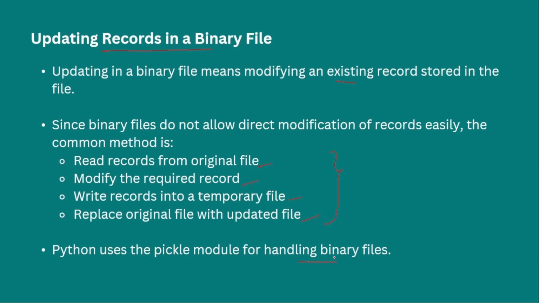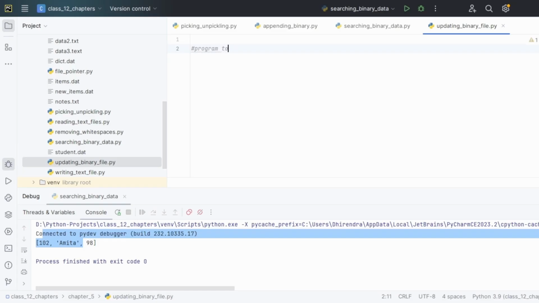I'll just show this on PyCharm. In this program we will update a record in the student.dat file. First we import pickle, import os, then we say found equals false. So we have this key found and we are assigning the false value to it. Next we'll open our student.dat file in read binary mode. Then we'll open this temporary file temp.dat in write binary mode because we'll be writing inside this temporary file.